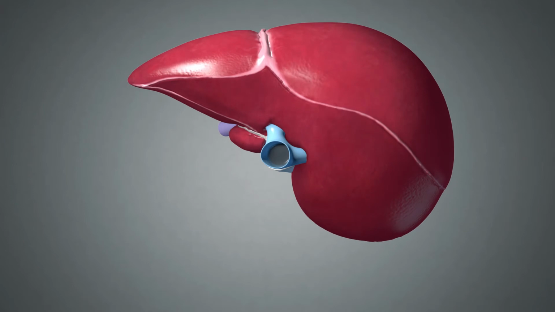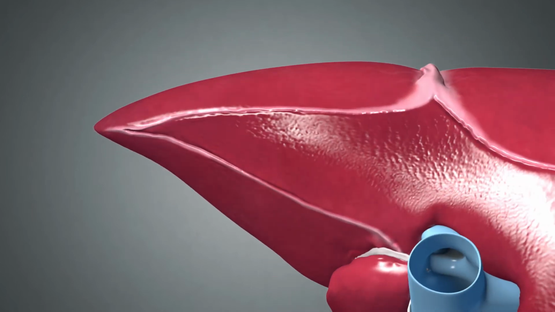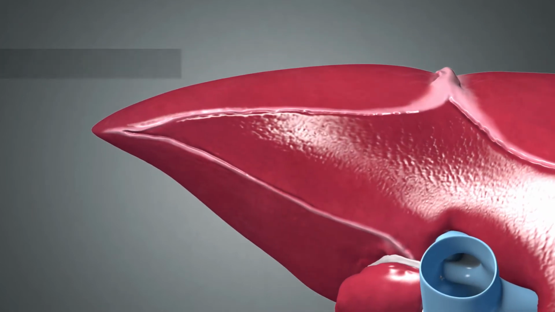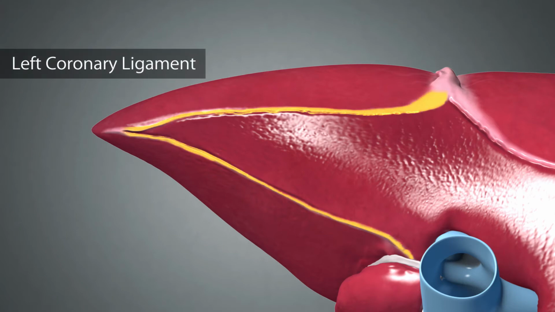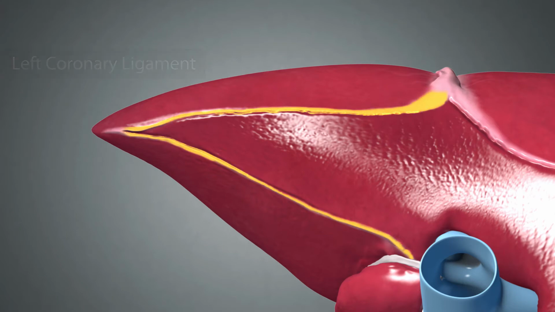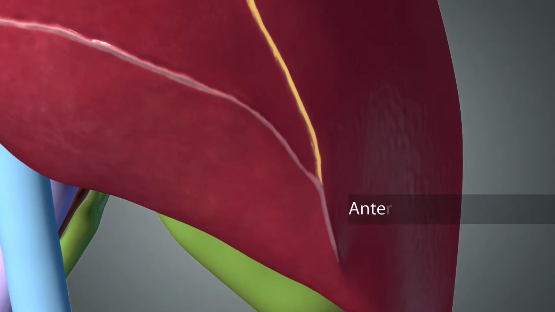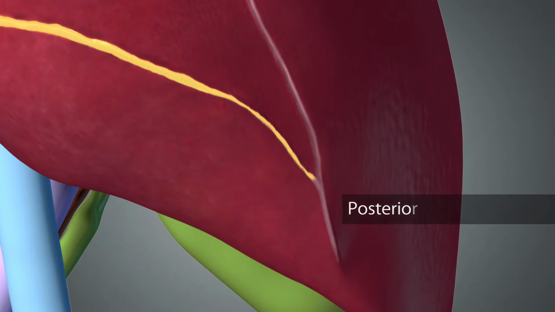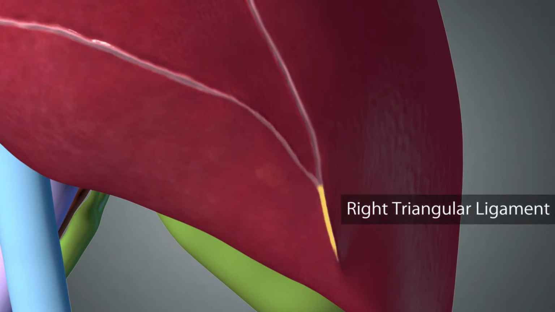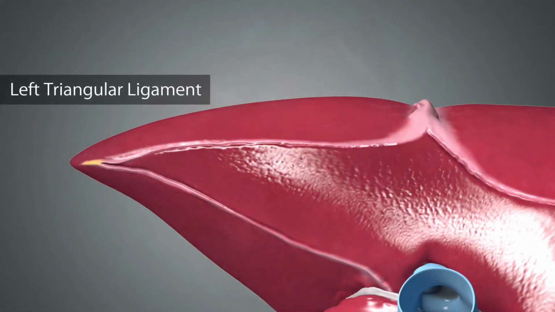This is a cephalad view of the liver, depicting the IVC as it emerges from the liver and traverses the diaphragm toward the heart. Holding the liver to the diaphragm are the coronary ligaments. These are actually peritoneal reflections, which include the left coronary ligament and the right coronary ligament. They are composed of an anterior layer and a posterior layer, and these two layers actually converge on each side of the liver to form the right triangular ligament and the left triangular ligament.